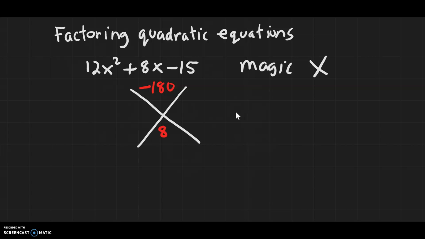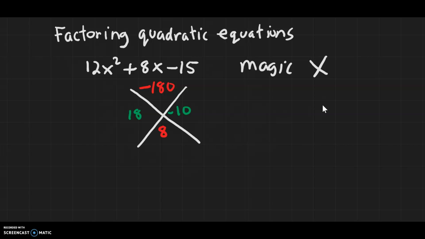So I'll go ahead and put that. We have an 18 and a 10. However, we need a negative 180, so one of these has to be negative. So I need a positive 8. So 18 and a negative 10 would give me a positive 8. So the negative 10 is what I'm going to put over here.